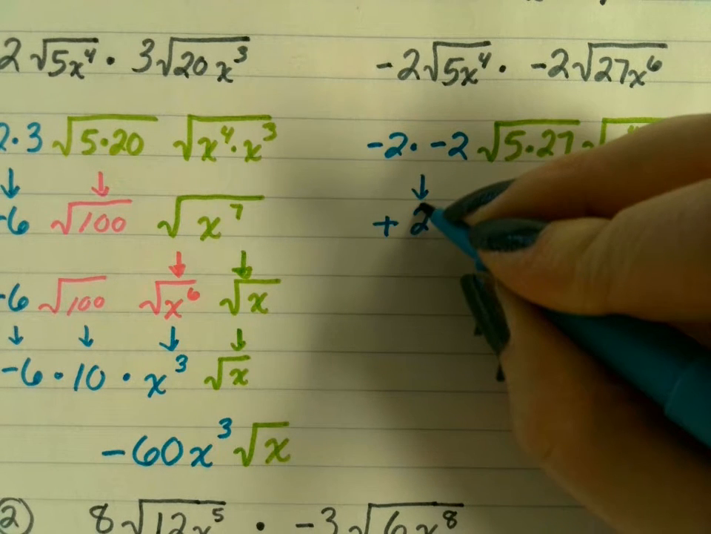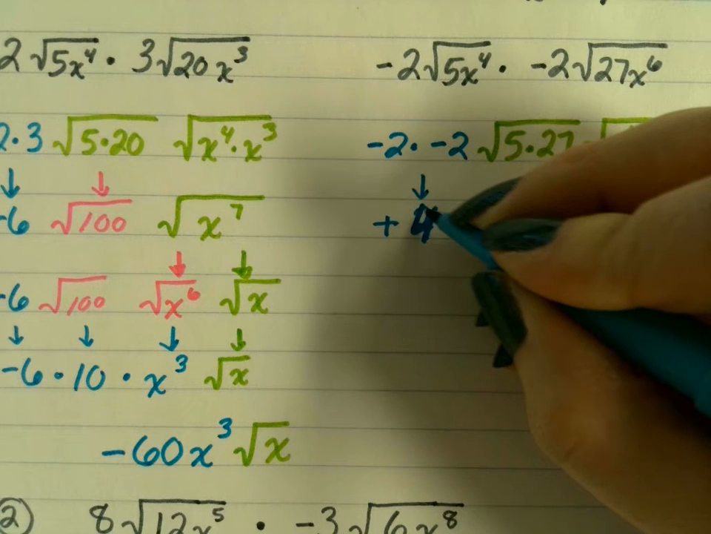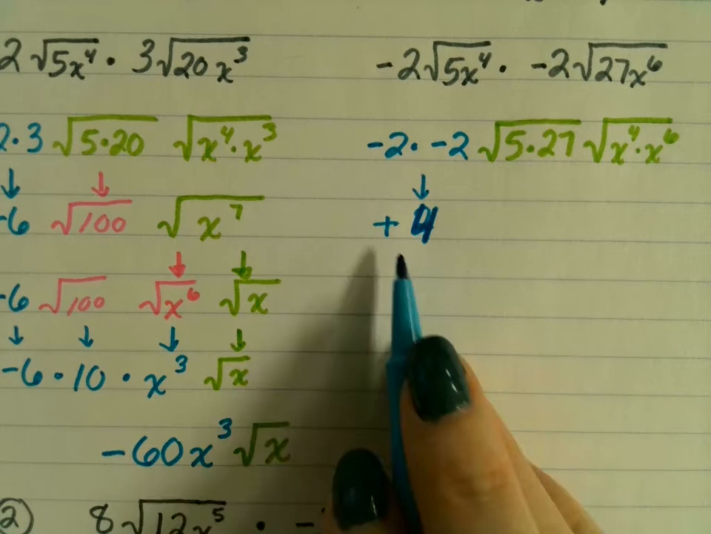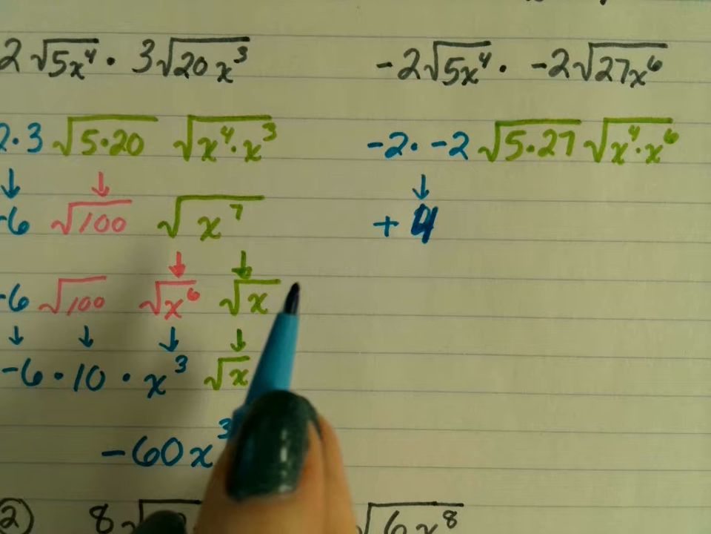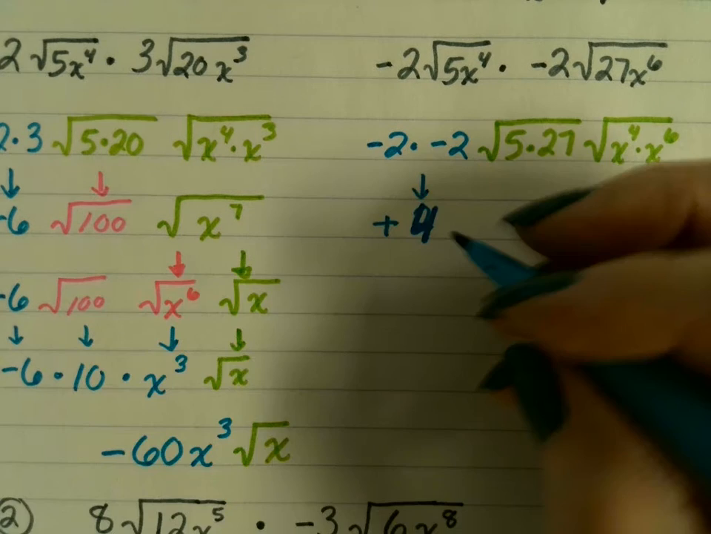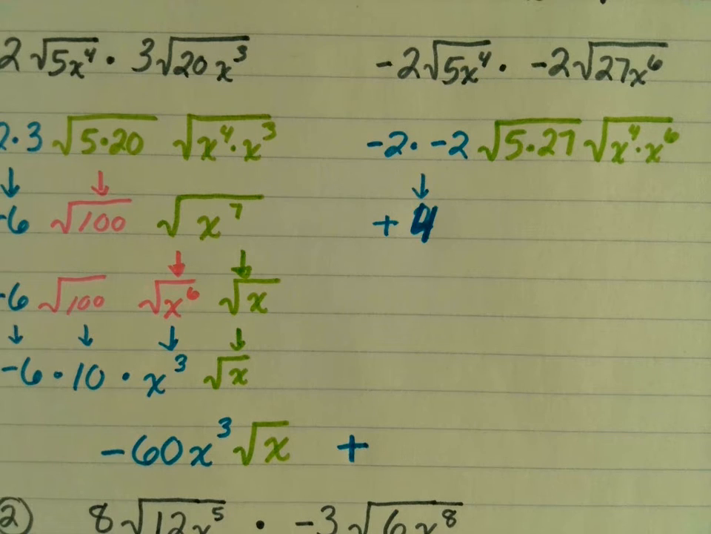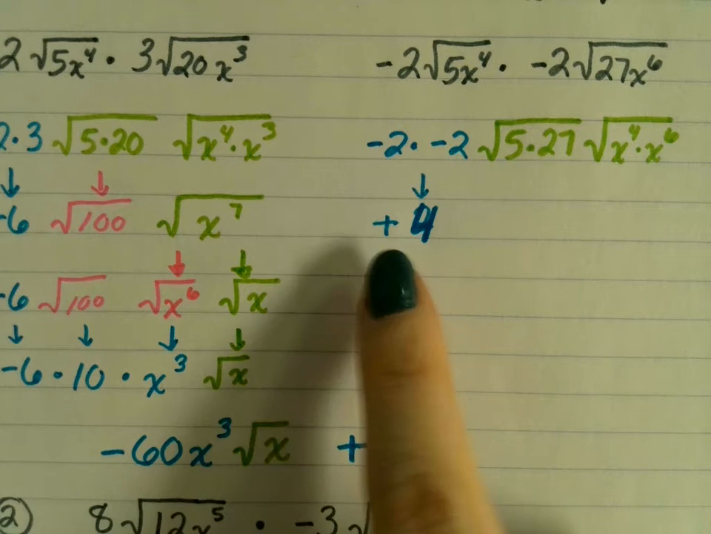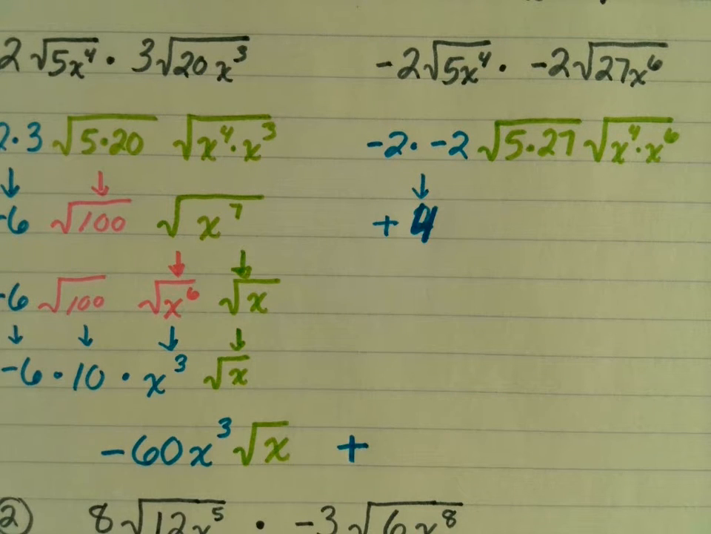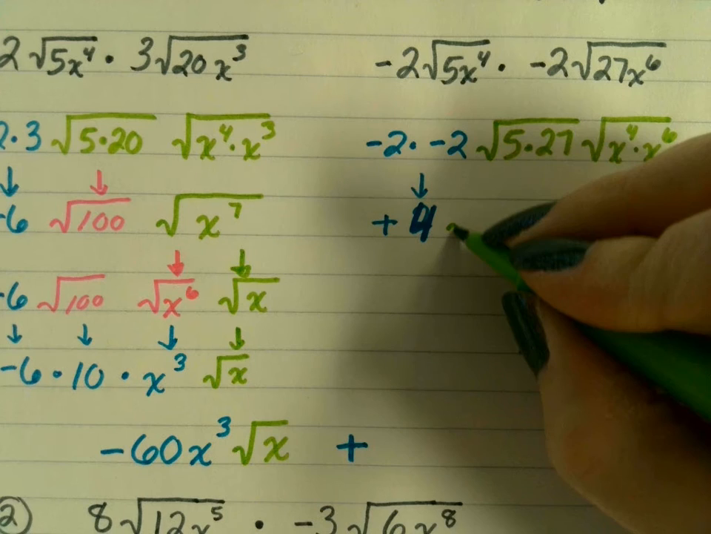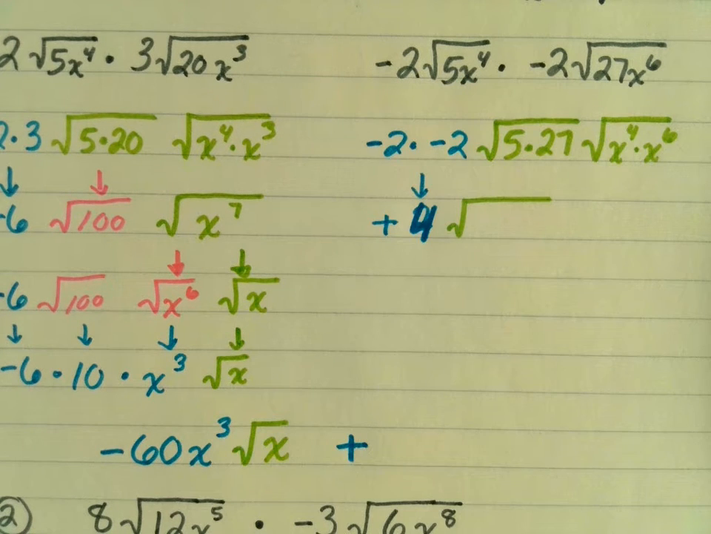+4. So I'm going to go ahead and put a plus sign in front of it because I know now that since I got a positive, I'm going to bring that plus sign all the way down to my answer. Okay, and that gets me a 4. 5 times 27, 135. Is that perfect or non-perfect? Not perfect, right? 135 is not a perfect square.